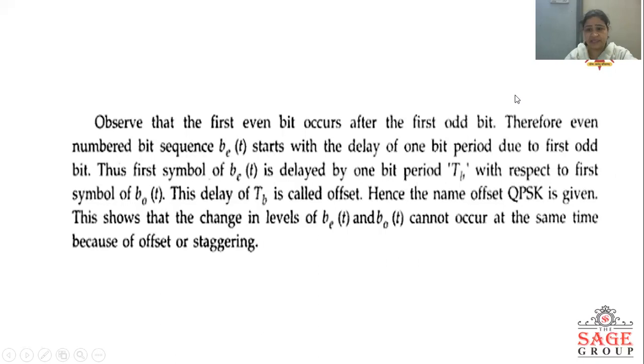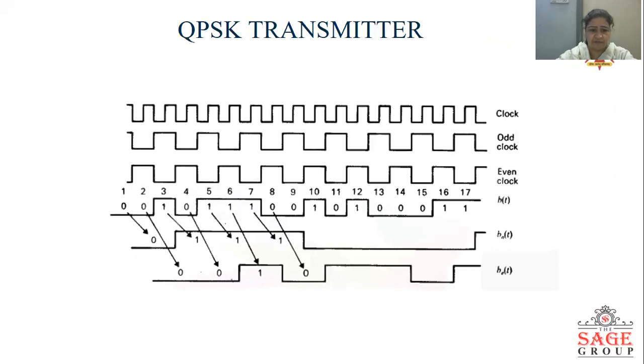So here we can see the first even bit occurs after the first odd bit. So the even number bit sequence starts with a delay of 1 bit period due to the first odd bit. So there is always an offset between even and odd bits. This I can show with the help of a waveform also. We can see that BET and BOT will never change their bit at the same time. That means if BOT changes the bit here, then BET will change the bit at this location. So there is an offset of TB.